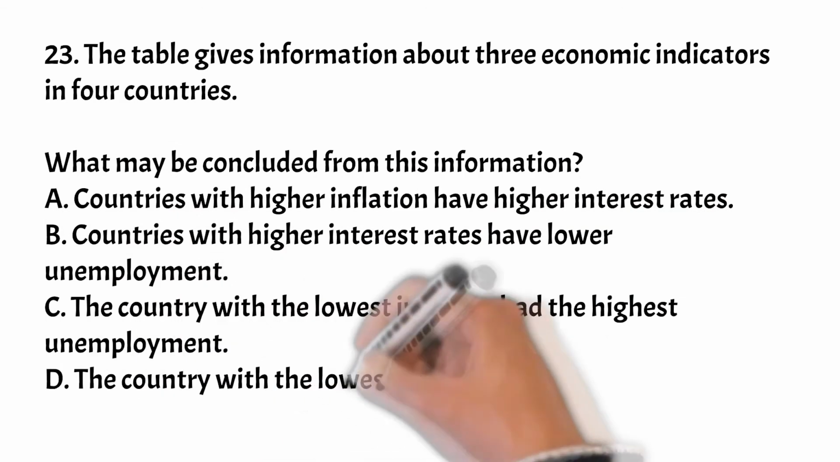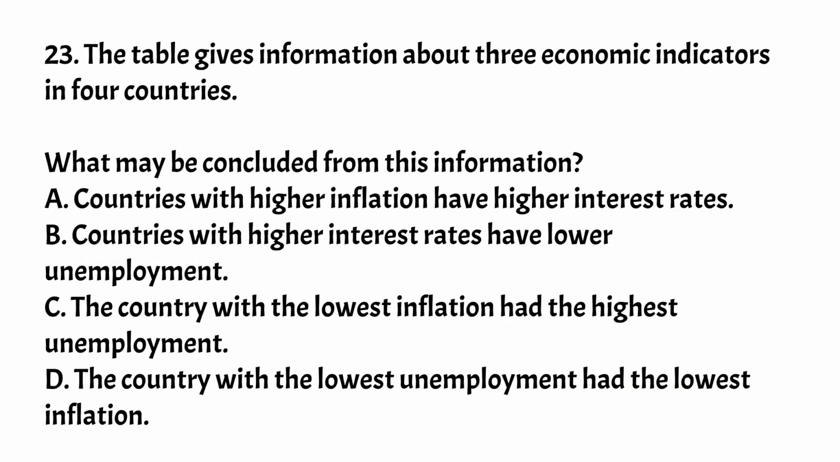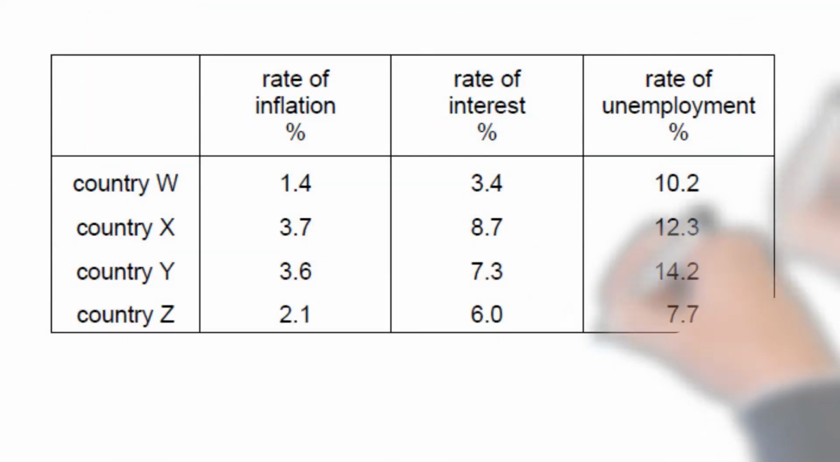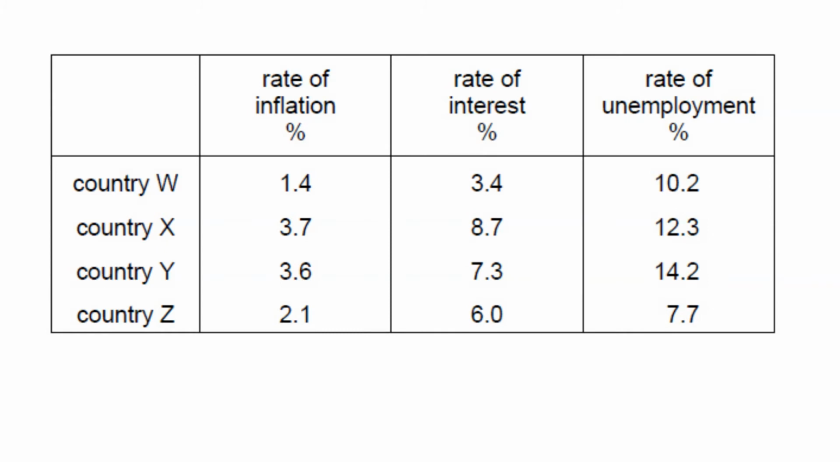Question 23. The table gives information about 3 economic indicators in 4 countries. What may be concluded from this information? A. Countries with higher inflation have higher interest rates. B. Countries with higher interest rates have lower unemployment. C. The country with the lowest inflation had the highest unemployment. D. The country with the lowest unemployment had the lowest inflation. Only one of these answers can be shown by the table. That is A. Countries with higher inflation have higher interest rates.